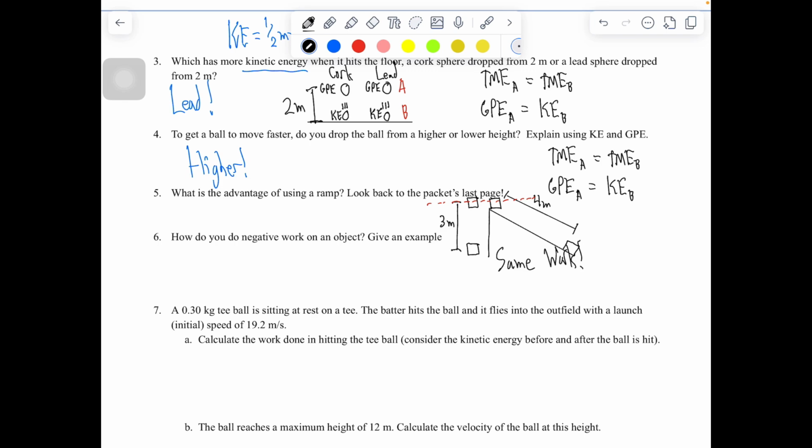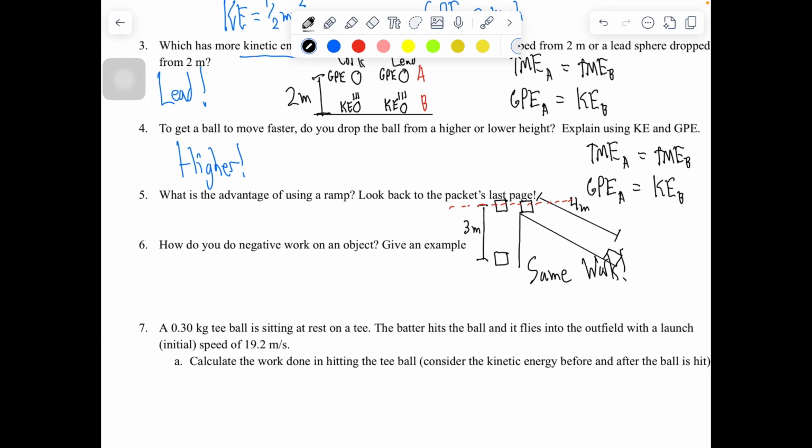What's different is that if we look at our work equation, work is equal to a force times a distance. Well, the person that is moving it vertically, right here, is moving a distance of 3 meters, while the person pushing up the ramp is moving a distance of 4 meters. If we break down what happens with our equation, if we have the same work being done, which we do, here, this is the same work being done.